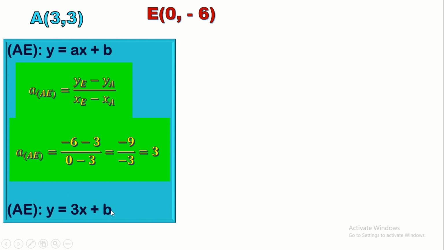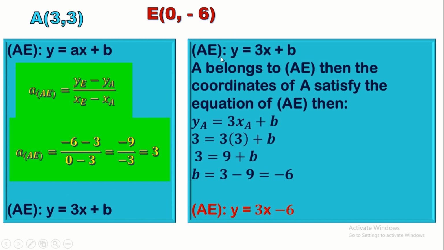To find b, we need a particular point. It can be A or E. Both give the same answer. Then we can say, since we are using A, the coordinates of A satisfy the equation of AE. Now we replace y by YA and x by XA.